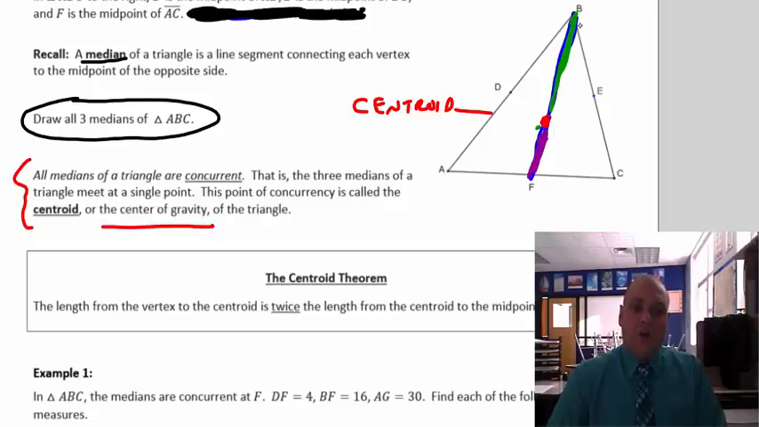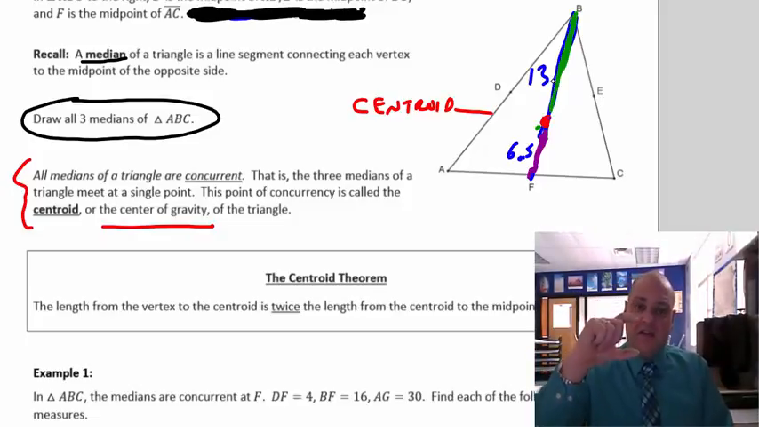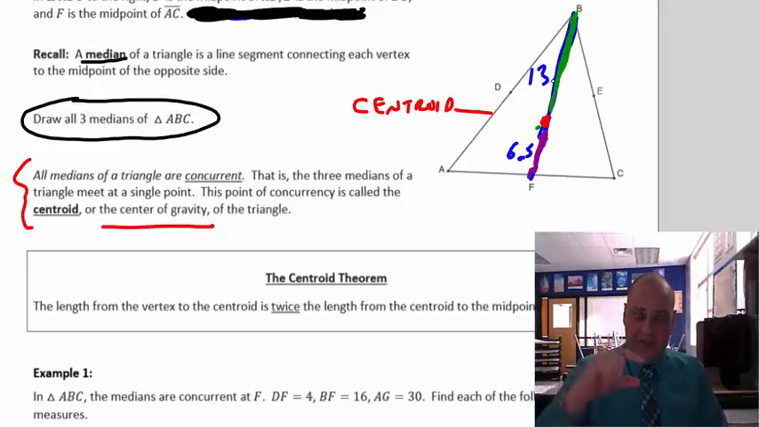Okay. The green piece is 2 times the purple piece. So if the purple piece is 4, then the green piece would be 8. If the purple piece was 6.5 long, then the green would be 13. So that longer piece of the median is double, 2 times as long as the shorter piece.